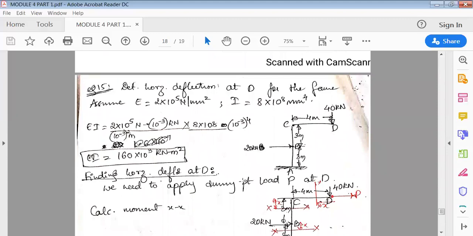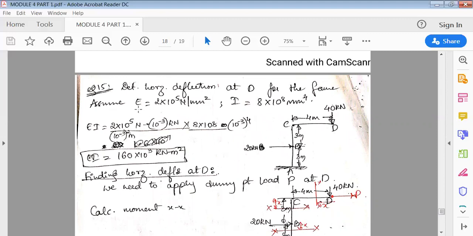Okay. The next one, the last type of problem, is to determine the horizontal deflection at D for the frame. Assume E is equal to, okay, they've given you two E values. Here E is in Newton and mm square, so you have to convert this into kilonewton and meter square, because the original load given here is in kilonewton and meter square.